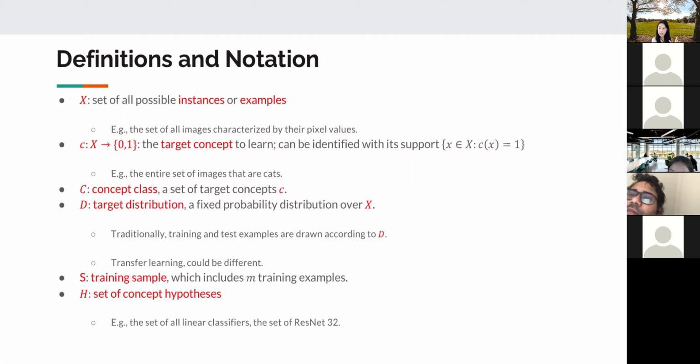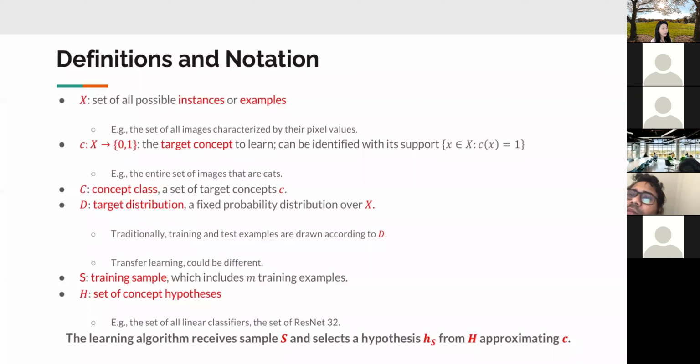Whereas for those of you who are using ResNet 32 without knowing the value of the weights of the neural network, then you are using all possible ResNet 32, right? Based on different values these weights can take, you're using all sets of ResNet 32, and essentially your hypothesis is just the ResNet 32. Okay, so that's my explanation about the set of concept hypotheses. Sometimes I'll say hypothesis set, so capital H is often used to denote this hypothesis set.